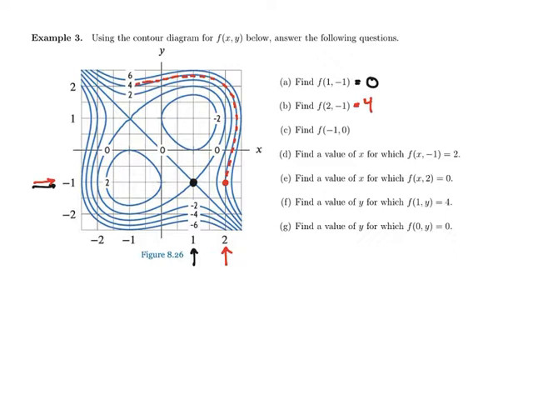Let's find f of -1, 0. So this time x is -1, y is 0. Corresponds to that point. If you follow the contour along to find the value, that'll give us a 2.